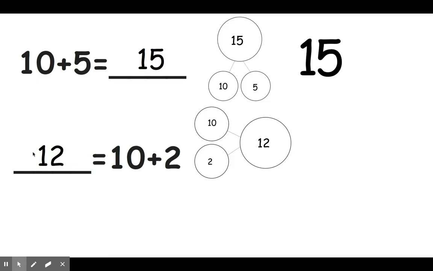12 is represented with 1 ten, which is this group right here. It's one part. Here's our 1 ten, and our 2 ones represented over here in this part. 10 plus 2 equals 12. Or we could say it like this. 12 equals 10 plus 2.